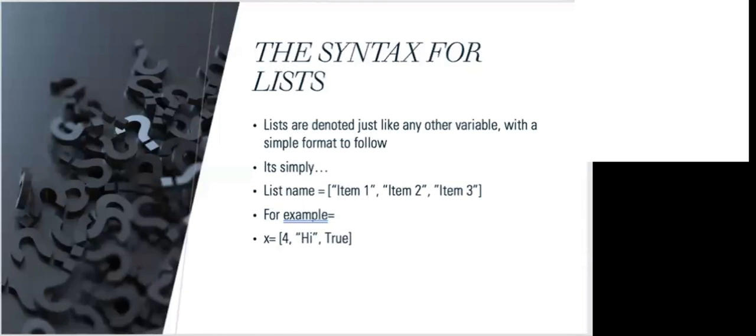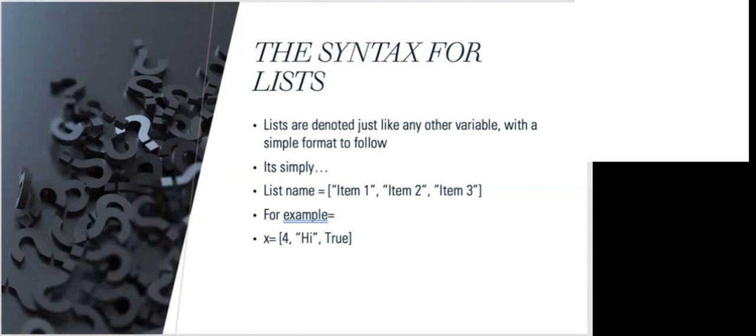So here's the syntax for a list. They're denoted just like any other variable with an equal sign to a name for the variable. For example, list name equals the items in square brackets. The square brackets indicate the list is starting. And important, any individual items in the list, for example, item 1, item 2, and item 3, are all separated by commas. That's very important because without the commas, Python thinks that they're just one big item. So for example, we have the variable x equals, starting the brackets indicating the list, 4, comma, high, comma, true. So as you can see, lists can also hold many other different types of variables.